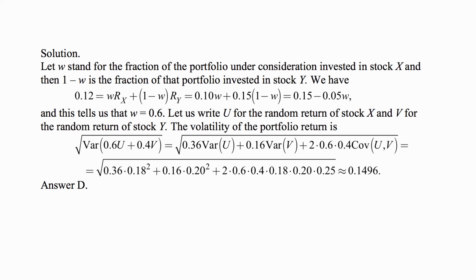So we just plug this all in. The variance of U is 0.18 squared, the variance of V is 0.20 squared, and then we have the 0.18 and 0.20, the standard deviations, plugged in, and then it's just calculation. It comes out to be about 0.1496, and that's answer D.